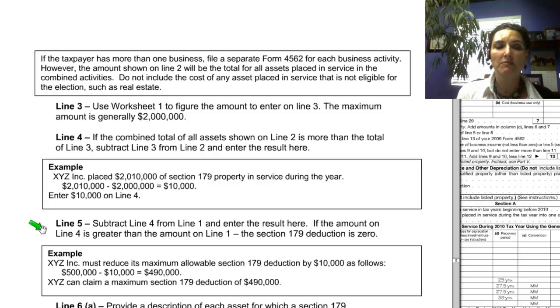On line 5, subtract line 4 from line 1 and enter the result here. If the amount on line 4 is greater than the amount on line 1, your Section 179 deduction is 0. And here's an example.